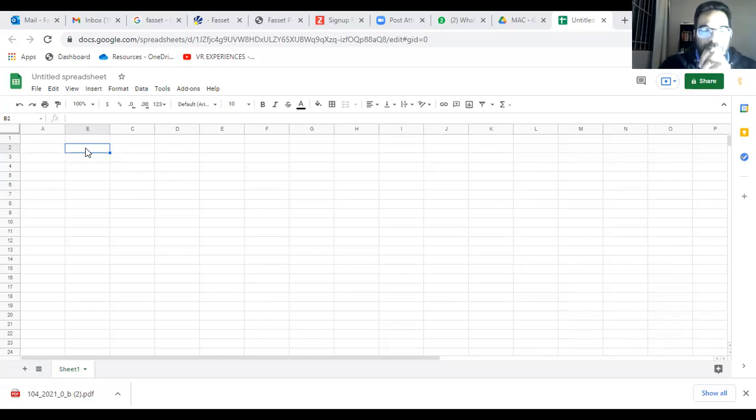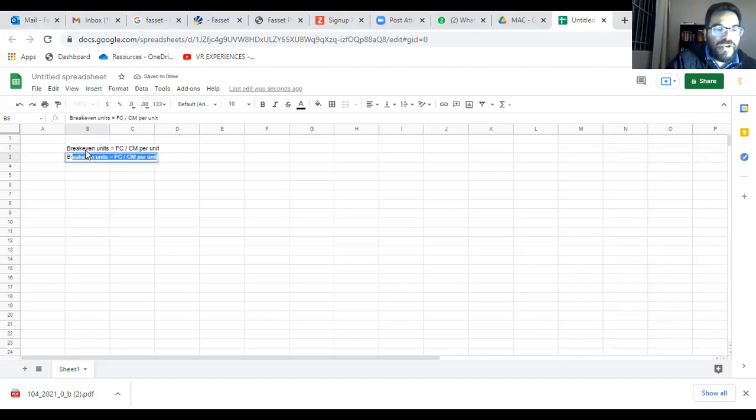Okay. So just as a quick thing, break-even units equals fixed costs divided by contribution margin per unit. Then if you want break-even revenue, it will be fixed costs divided by contribution margin ratio. Now, contribution margin ratio, just so you know, equals contribution margin per unit divided by revenue per unit. So that is basically the contribution margin ratio.